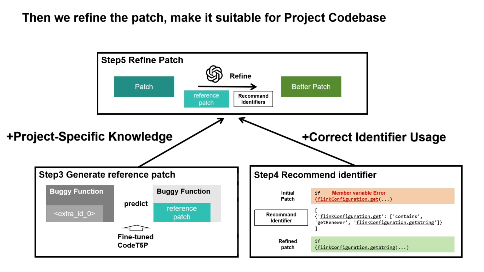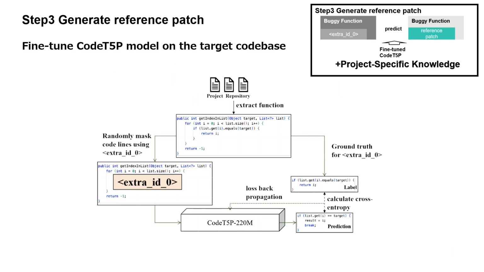Specifically, we extract functions from the project codebase to train CodeT5P 220M. We mask some portions, prompting CodeT5P to predict the masked content. This allows CodeT5P to learn project-specific knowledge and provide valuable reference patches.